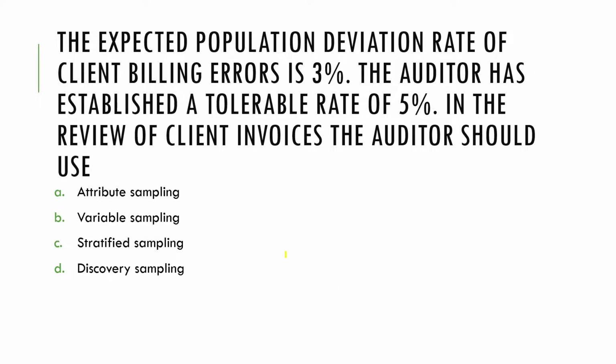Next, the expected deviation rate of client billing errors is 3%. The auditor has established a tolerable rate of 5%. So you're willing to accept deviations up to 5%, and what you expect is 3%. That means we could perform the test of controls, right? Because the estimate has not yet breached your tolerable rate. In the review of client invoices, the auditor should use attribute sampling, variable sampling, stratified sampling, or discovery sampling. Because we're performing tests of controls, we should be using an attribute sampling plan. So attribute sampling, letter A.